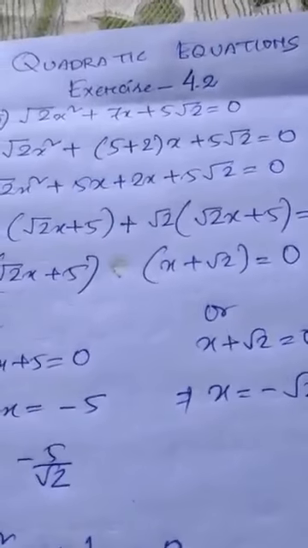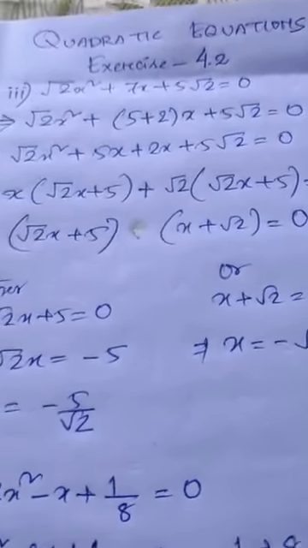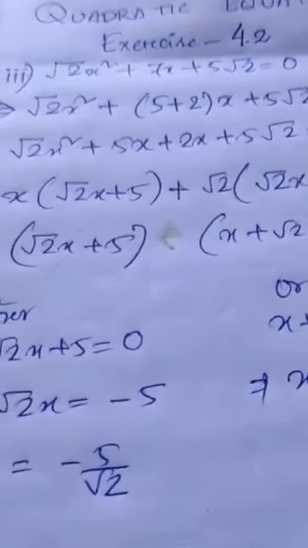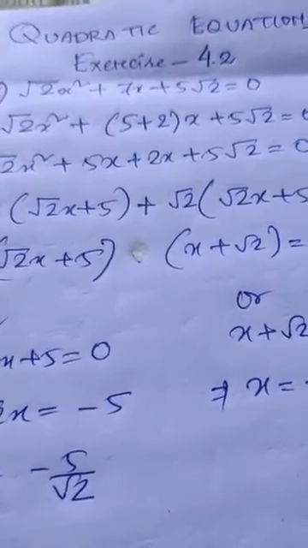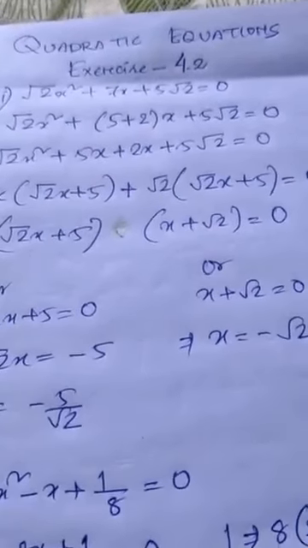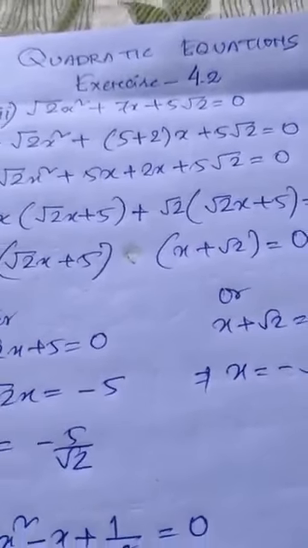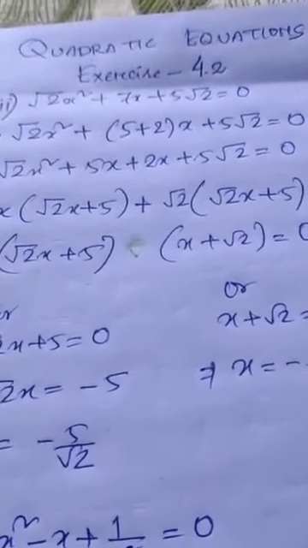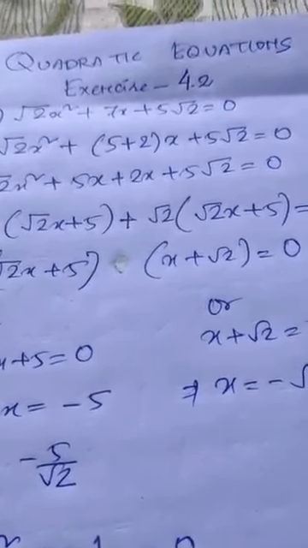As you can see here, quadratic equations, exercise 4.2 and Roman number 3. Our question is root 2x square plus 7x plus 5 root 2 equal to 0. What we had to do here? We had to factorize this and to get the roots. Right? Factorization, no need to be confused or puzzled regarding this topic.